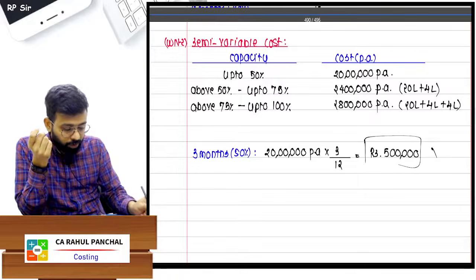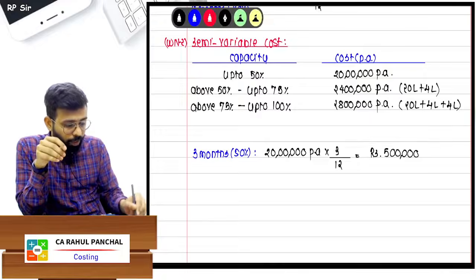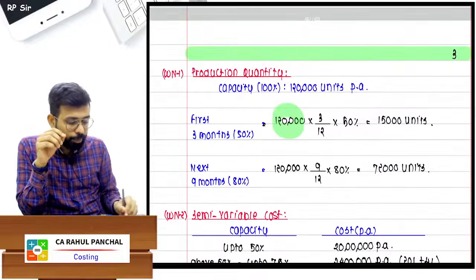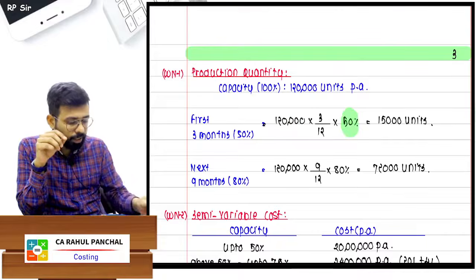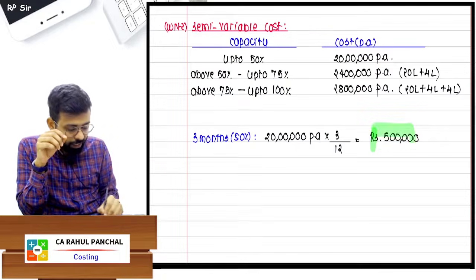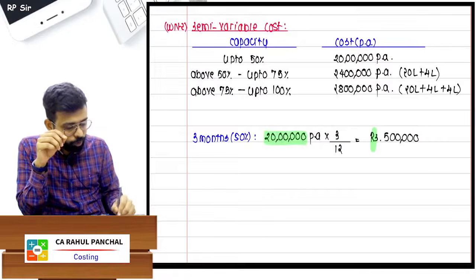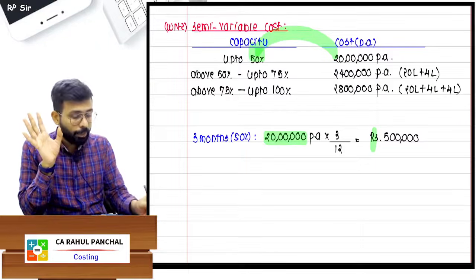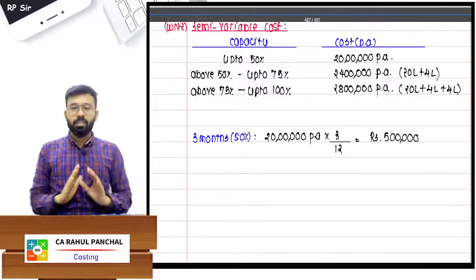It won't be done, because this cost is already at 50%. This cost is not for 100% capacity. Those units were for 100% capacity, that's why we did 50%. Here, when you took this 20 lakh, this 20 lakh was for 50% capacity, so there is no need to again multiply by 50%. This is the final answer.